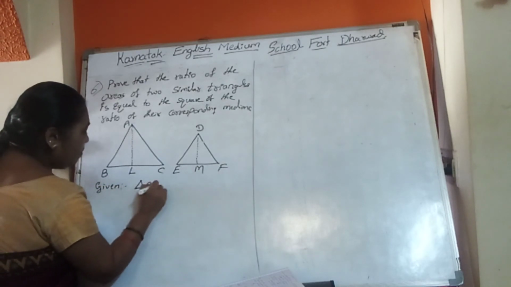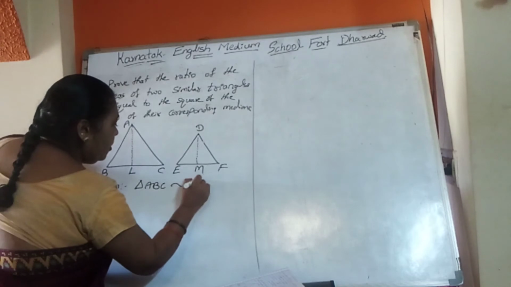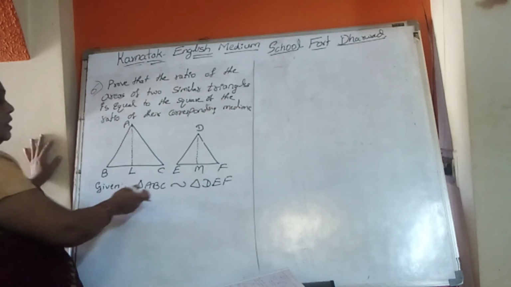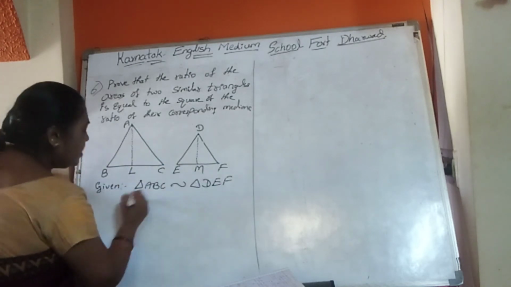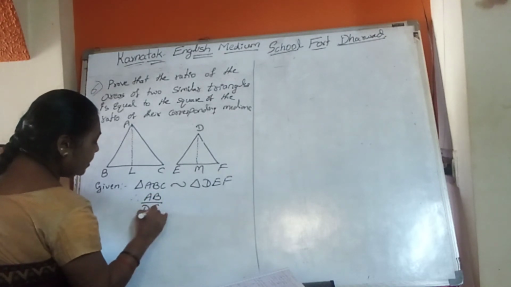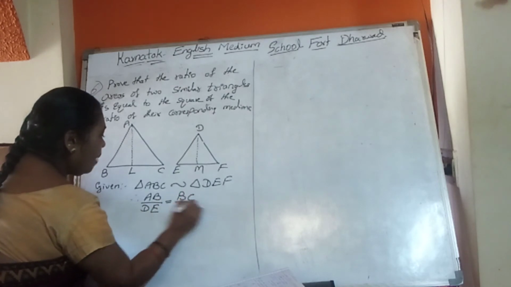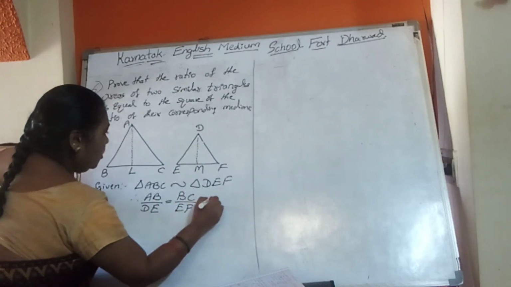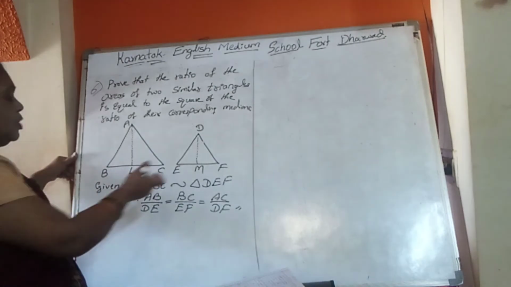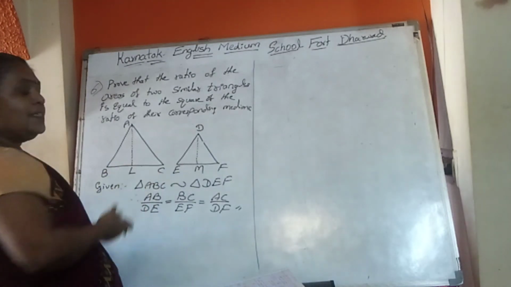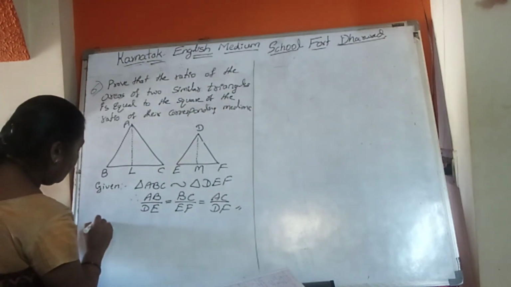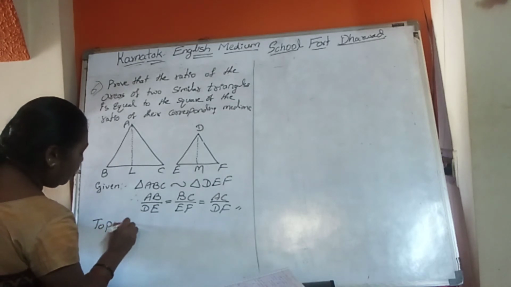Triangle ABC is similar to triangle DEF. When these two triangles are similar, therefore AB upon DE equals BC upon EF equals AC upon DF. When two triangles are similar, their corresponding sides are in the same ratio. So this is given. So what can you prove here?